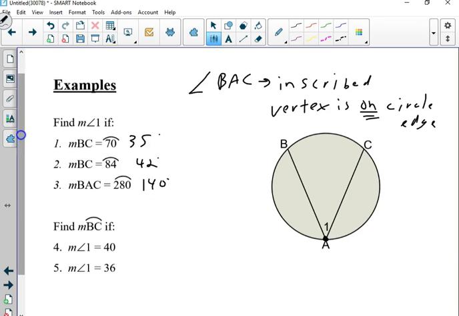Now we're going the opposite direction. Find BC if this is 40. Well, we're just going the opposite direction. If this is 40, then that would be 80. And if 1 was 36, this would be 72.